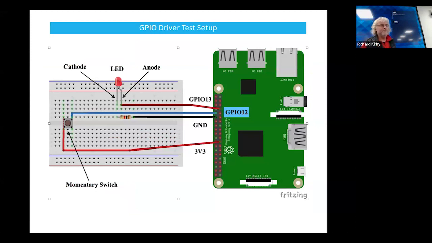So for my GPIO driver test setup, it's pretty easy. I've got a breadboard here, an LED, and a push button switch. The idea is when I press this switch, the light should come on. That switch will send an interrupt to a driver running on my Raspberry Pi, and then it should just light the LED up. So the electronics is pretty simple, but the driver starts getting quite complicated.